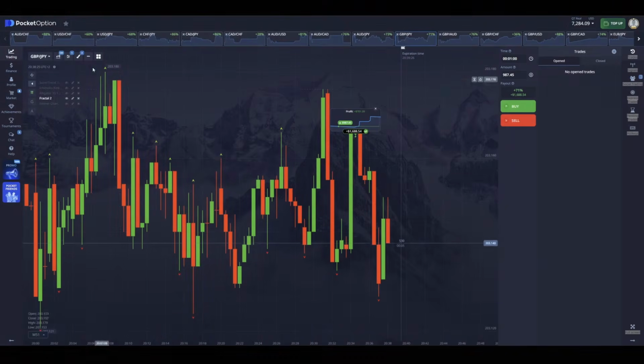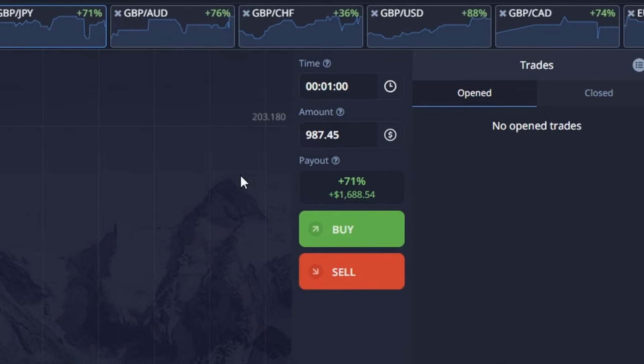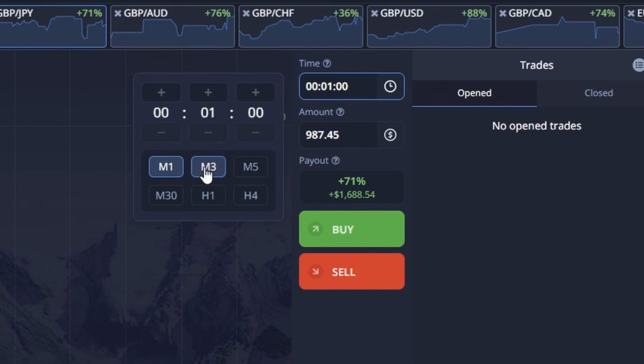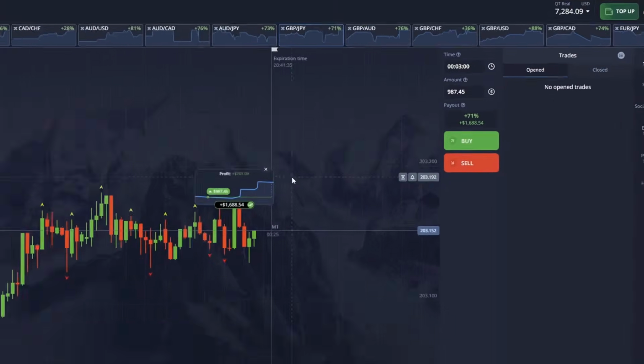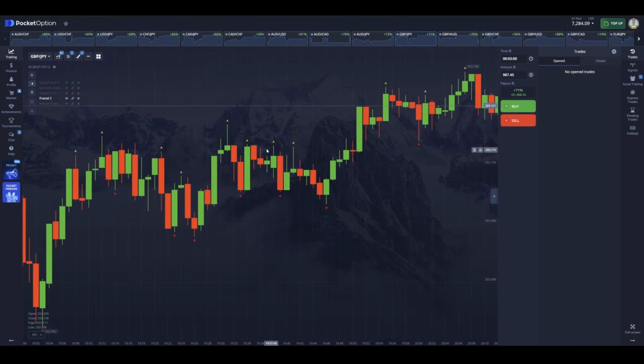Now let me show you the settings for 3 minutes. We need to set the candles to 1 minute. We need to set the trade time to 3 minutes, and accordingly, everything will work exactly the same for 3-minute trades. So, we still keep the fractal settings at 2. That's all clear to us. And be careful here too.